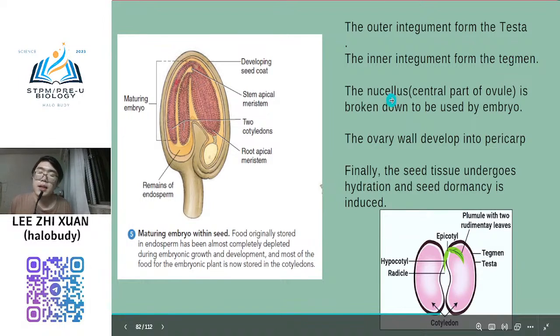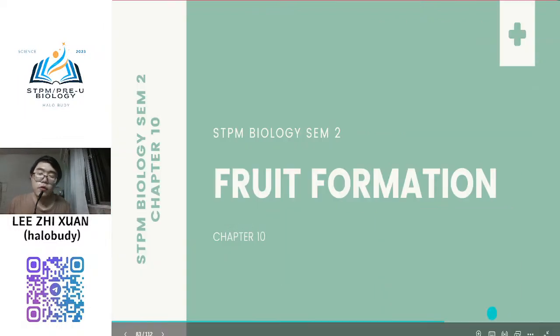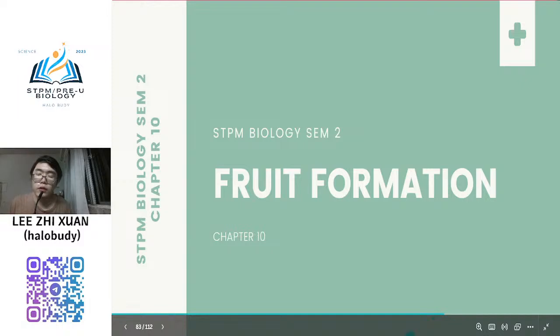And then normally the central part of the ovule is broken down to feed the embryo, and the ovary wall will develop into the pericarp, and then finally the seed tissue will undergo dehydration and seed dormancy is induced. So finally it forms the seed. Okay, so this is the overall process of the formation of the seed. After that, we will continue to the formation of the fruit.